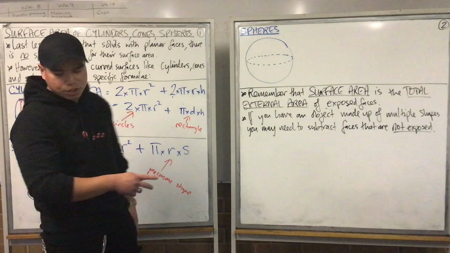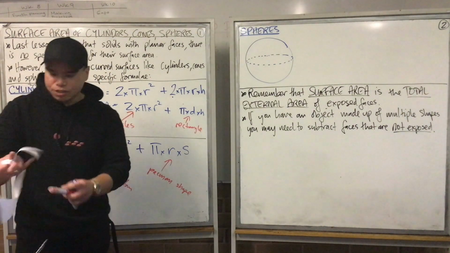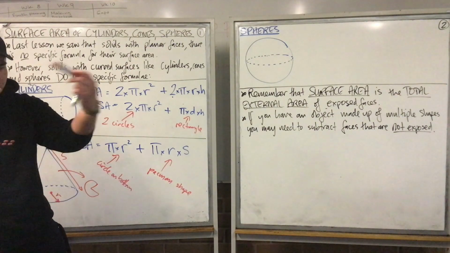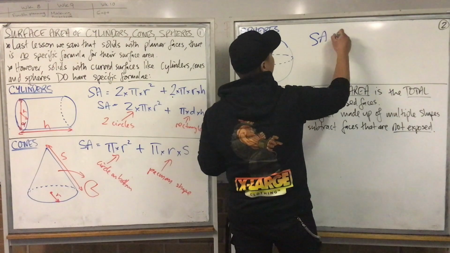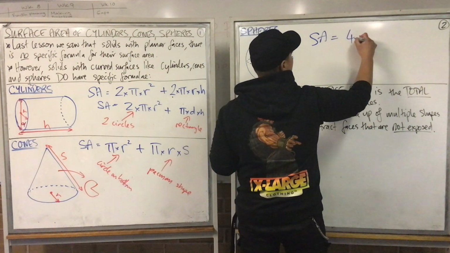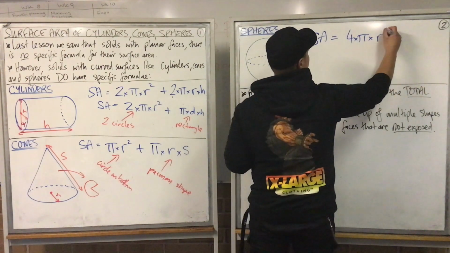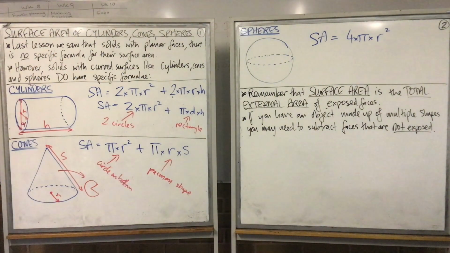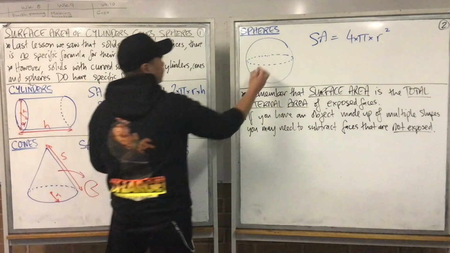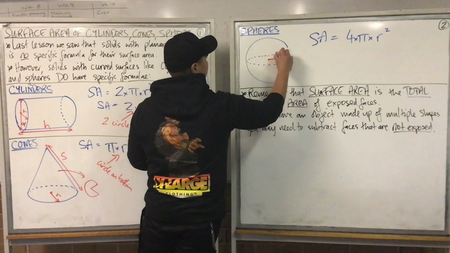Lastly, spheres. Unfortunately, there's no good demonstration that I can do in front of you to show that a sphere has a surface area of 4 times pi times radius squared. A sphere on the outside is just 4 circles worth. I wish I could demonstrate that with paper and stuff, but I can't. So you just have to take it as a given. What do I need to know to find that? I need to know the radius.